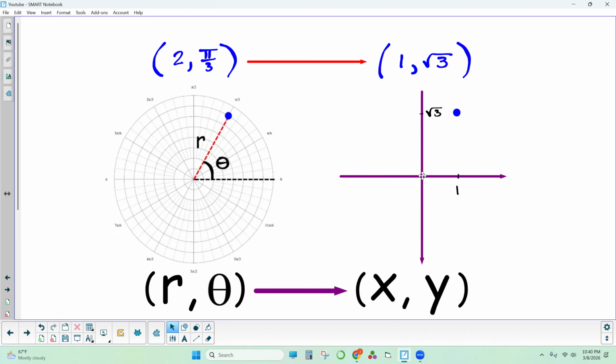So that is a conversion from r theta in polar form to x and y in rectangular. That's what we're going to be doing here.